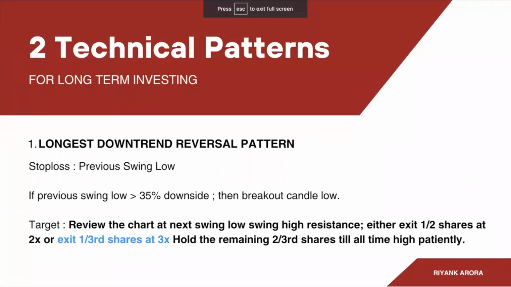And stop loss can be the previous swing low, but if the previous swing low is more than 35% downside, then the breakout candle low will be considered as a stop loss. Target is very, very difficult to tell you right now because there is a whole concept of swing highs and swing lows, which you need to learn before you really understand how to set targets. If I start to teach you about swing highs and swing lows right now, it will take 30 minutes to finally interpret and understand that. So let's just keep the target part aside, and I'll tell you an easier mechanism for keeping your targets.